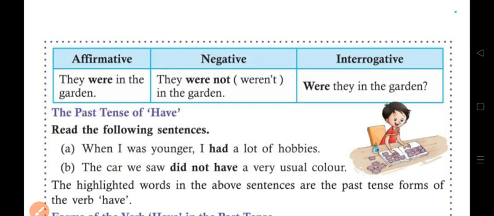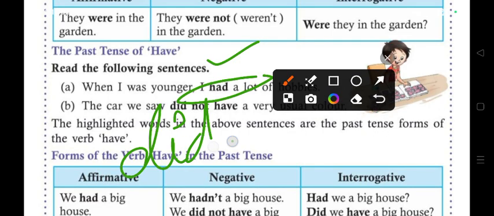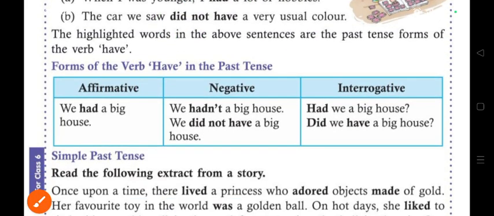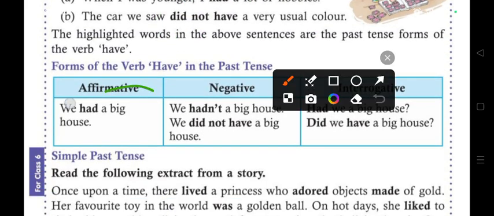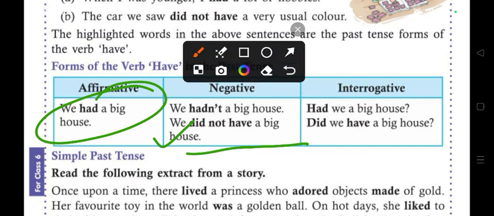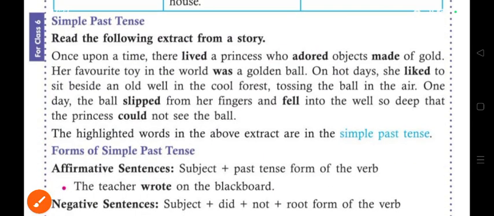Alright, now read the past tense of have, that is had. And when you are using did not, then we write the root verb of have, that is I did not have. Okay? You can see the structure. We had a big house, we hadn't a big house, or you can write we did not have a big house. Had we a big house, or did we have a big house? Read the following extract from a story.